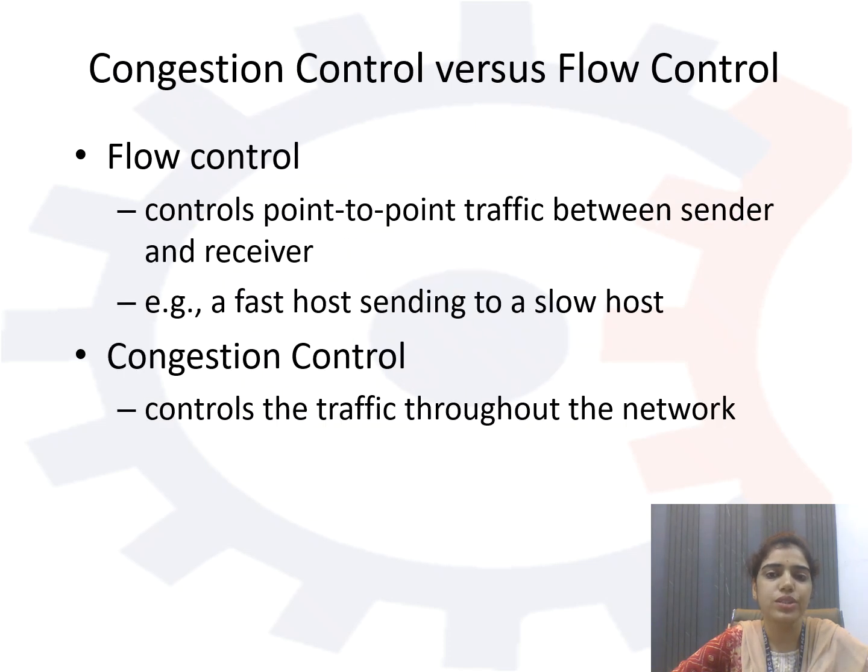Congestion control versus flow control. Flow control means controlling point-to-point traffic between sender and receiver. Example, a fast host sending to a slow host. Congestion control controls the traffic throughout the network.